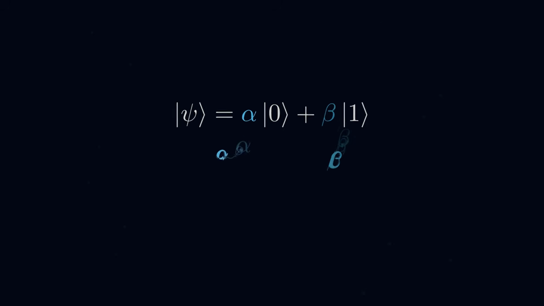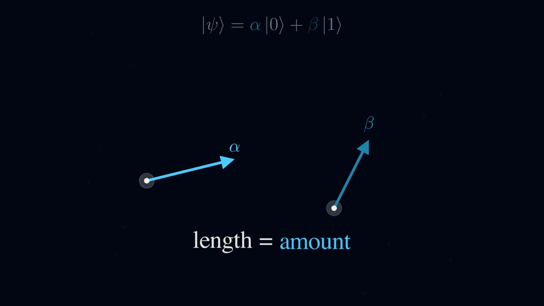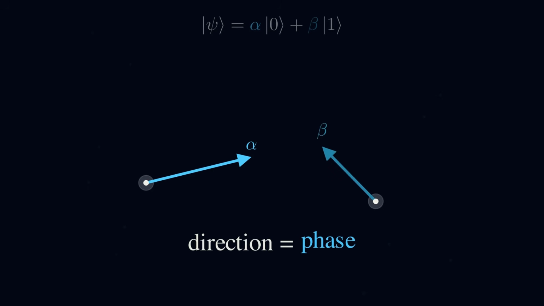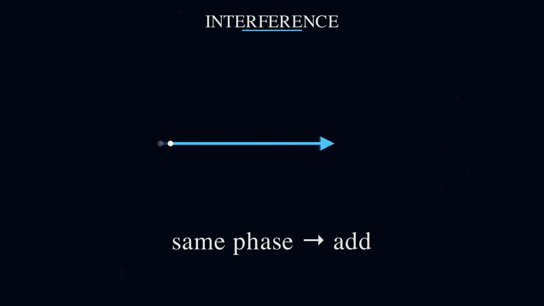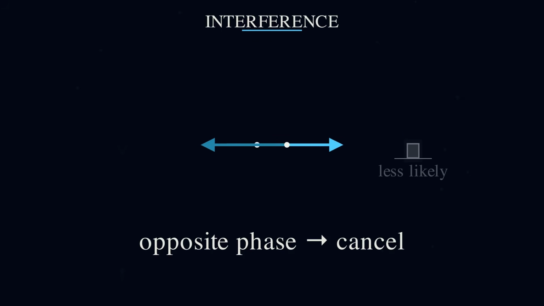For this video, think of an amplitude as an arrow. The length matters, but the direction matters too. That direction is called phase. And because amplitudes behave like arrows, they can do something probabilities cannot. They can cancel. That is where interference begins. Point two amplitudes the same way, and they build. Point them against each other, and they cancel.